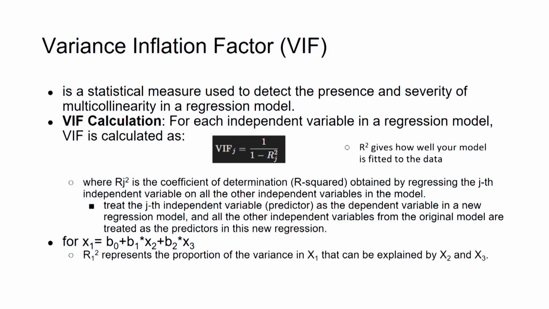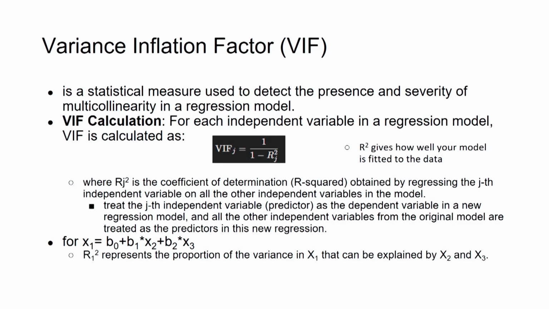By seeing the value of R1 square or R2 square, or in general any Rj square, we can find out how much the jth independent variable depends on the rest of the independent variables. If it depends on the rest of the independent variables, it means these are highly correlated. So we can now calculate VIFj is equal to 1 upon 1 minus Rj square.